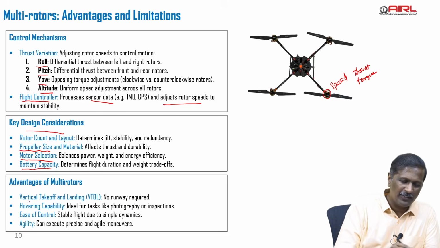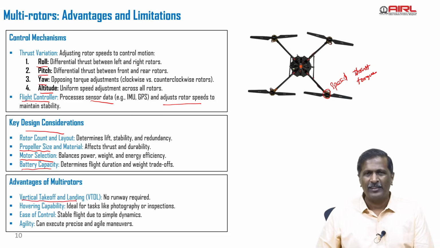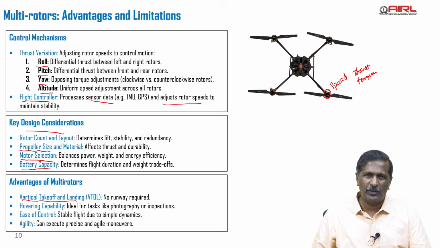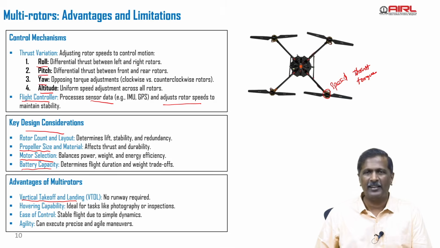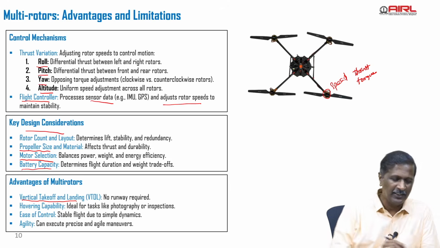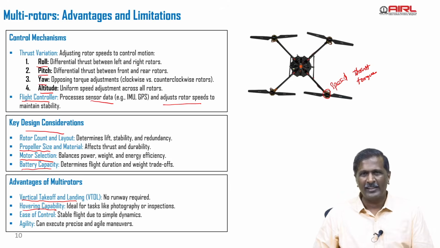Of course, we know this is what we've been talking about, vertical takeoff and landing. So you don't really need a runway. The moment you don't really need a runway, you can take off from any flat terrain and land on any flat terrain. Remember, flat terrain is needed, right? Hovering capability. It's ideal, right?